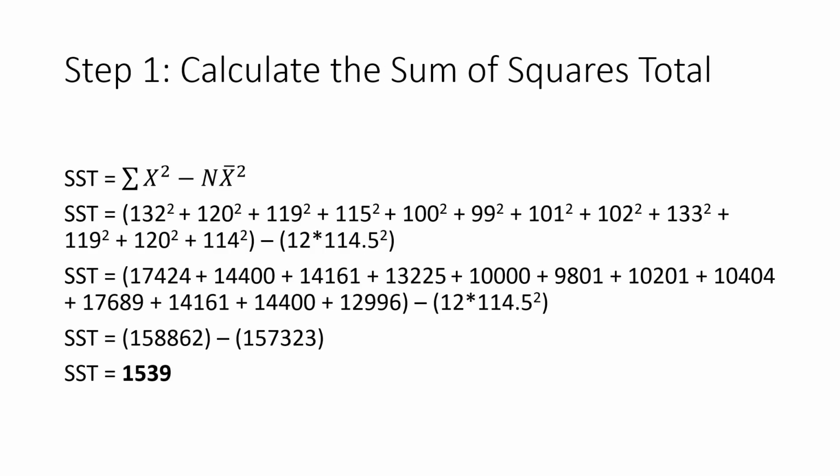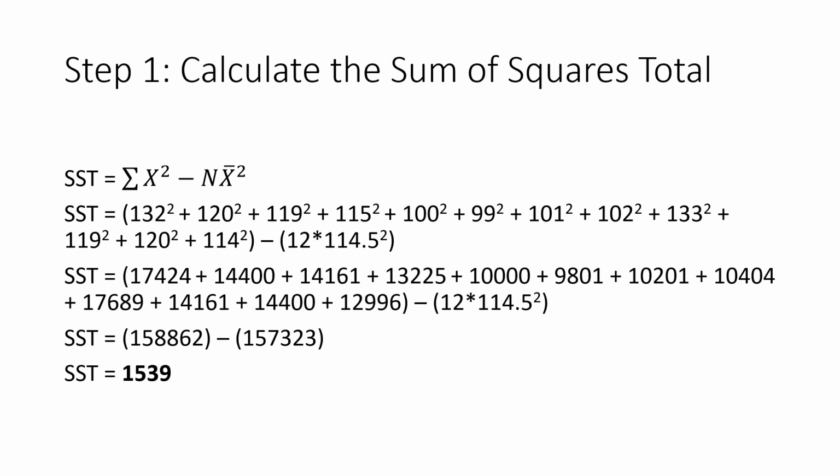Step one, the first thing we do is calculate what is called the sum of squares total. I have the equation at the very top there. SST, the sum of squares total, equals the sum of each x variable squared minus the total number of cases times the average squared. So you simply fill in the blanks.